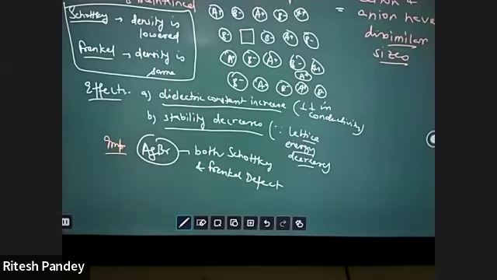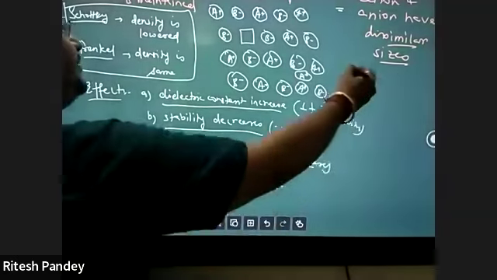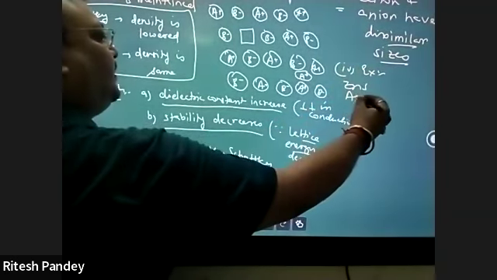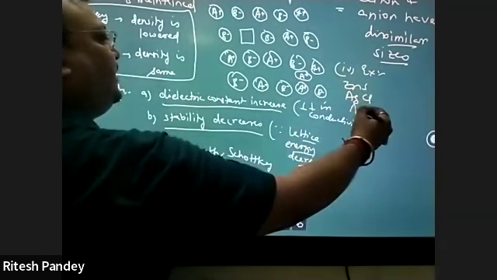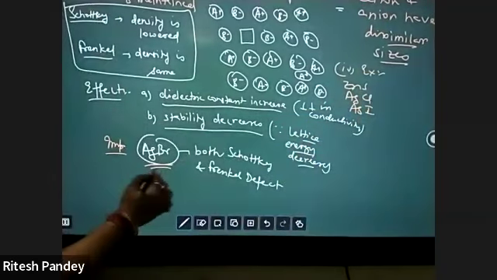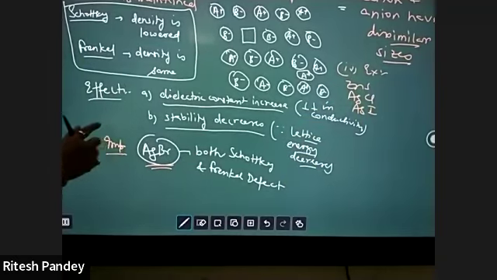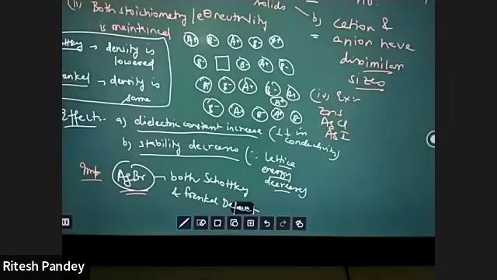You can write examples of Frenkel too: zinc sulfide, AgCl, AgI, and AgBr will have both. So these are the most common examples which have come and are likely to come on any of these exams. Rest, I hope, is being understood. I hope you're noting it down. Please let me know if there is a problem. And now we'll want to move to the non-stoichiometric defects.